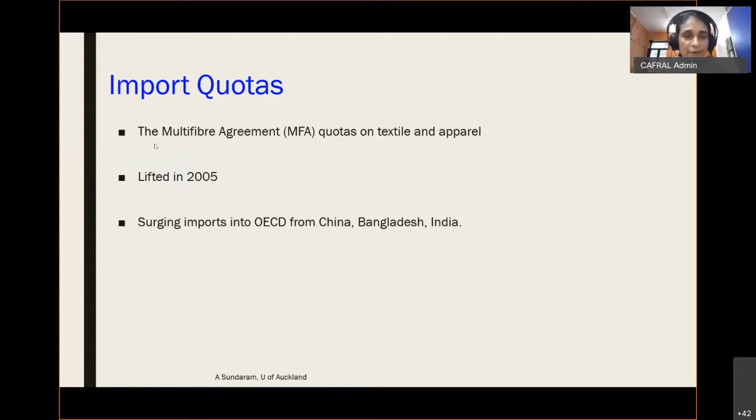Here's an example of a quota, by the way: the Multi-Fiber Agreement on textiles and apparel. It was lifted in 2005, right? And that meant that a lot of developing country exports to advanced countries started surging once these quotas were lifted, because these were quotas imposed by advanced countries on developing country exports. So they have been lifted now. Now these quotas are not in place.